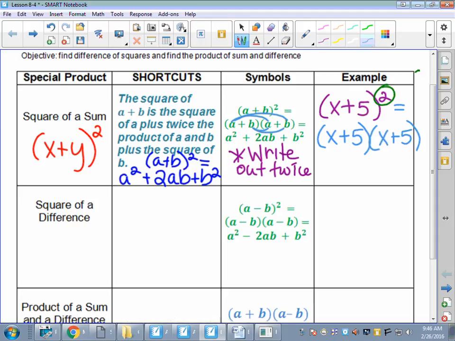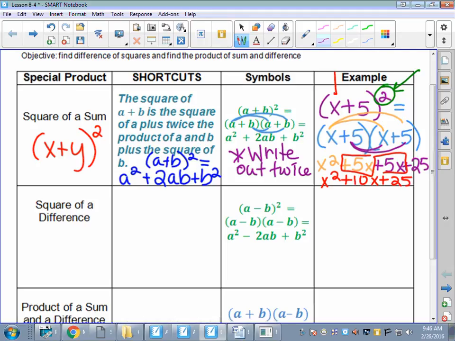Remember, the squared is repeat multiplication. It tells you how many times you're multiplying these things together. So when you do that, think distributive property, think FOIL, think however you're going to do this. I'm going to do the lines. First times first is x squared. Outsides is x times 5, or a positive 5x. Insides is plus 5x. And last terms is plus 25. Combine these two like terms, 5x and 5x, and you get x squared plus 10x plus 25.